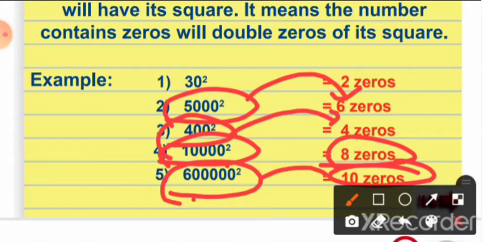So the number of zeros depends on the number. If the number has 2 zeros, then the square number will have 4 zeros.